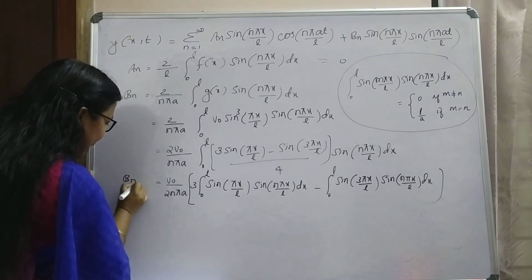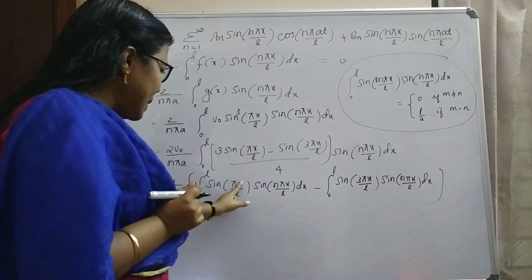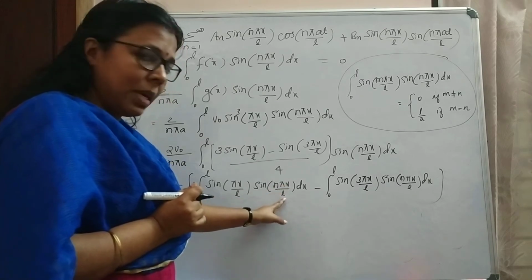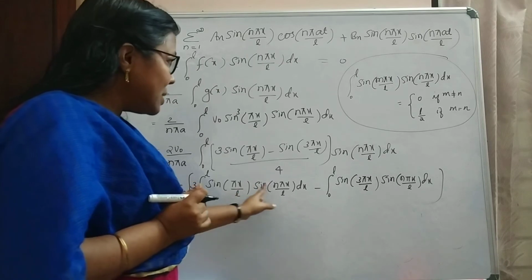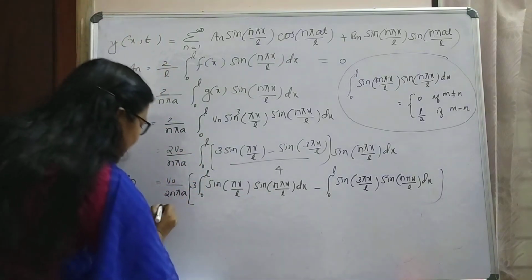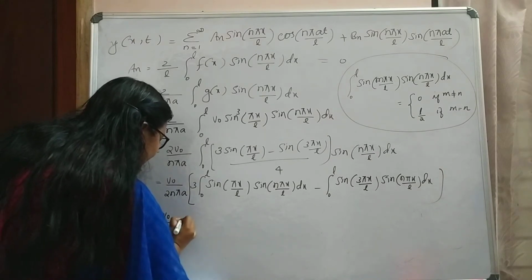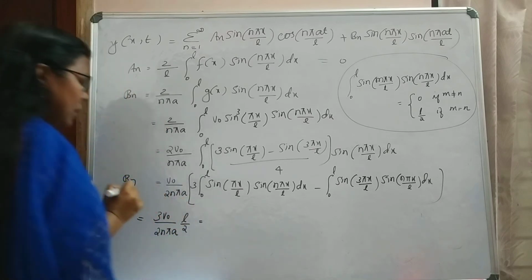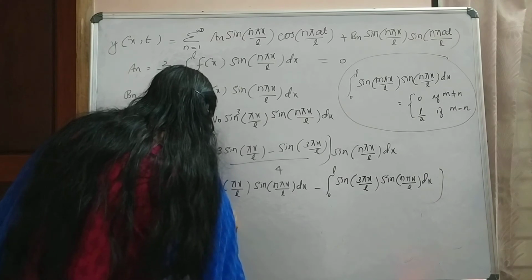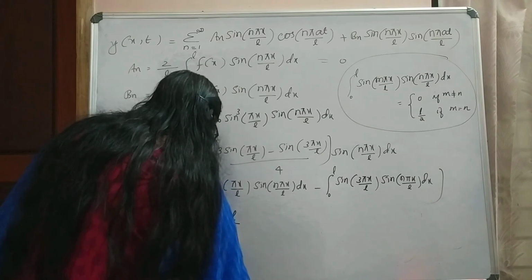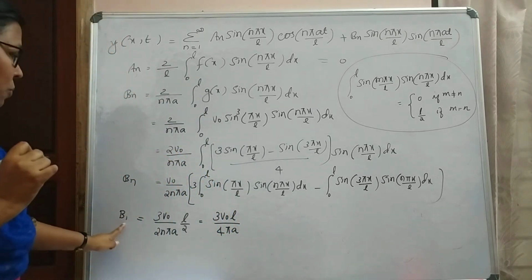Now we have bn. Now we have to find b1. For finding b1, here sin(πx/L), also sin(πx/L). That is these two are same. Therefore the value of this integral is L by 2. That is 3v0 by 2nπa into L by 2. Here substitute the value of n as 1. That is 3v0L by 4πa. Here we got the value for b1.